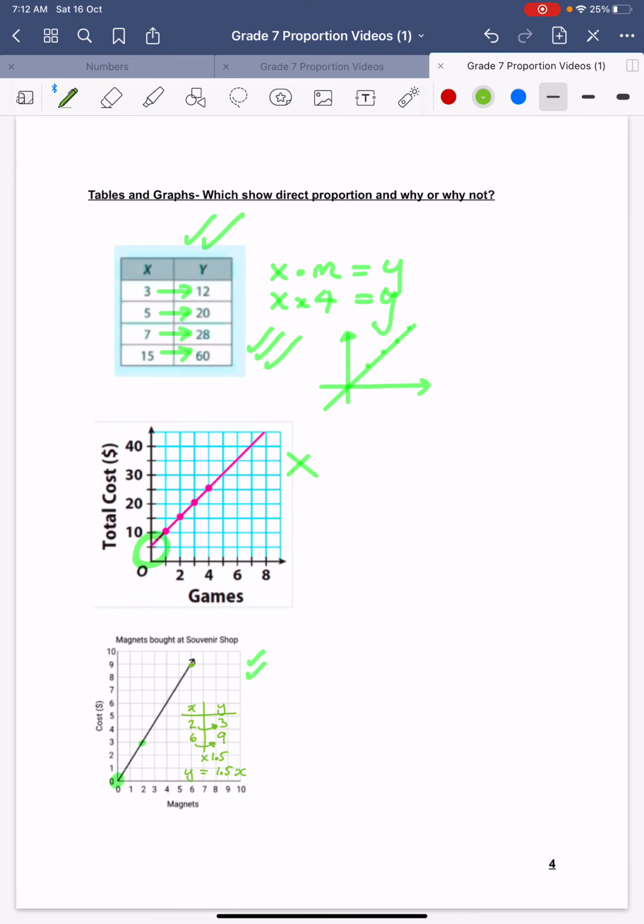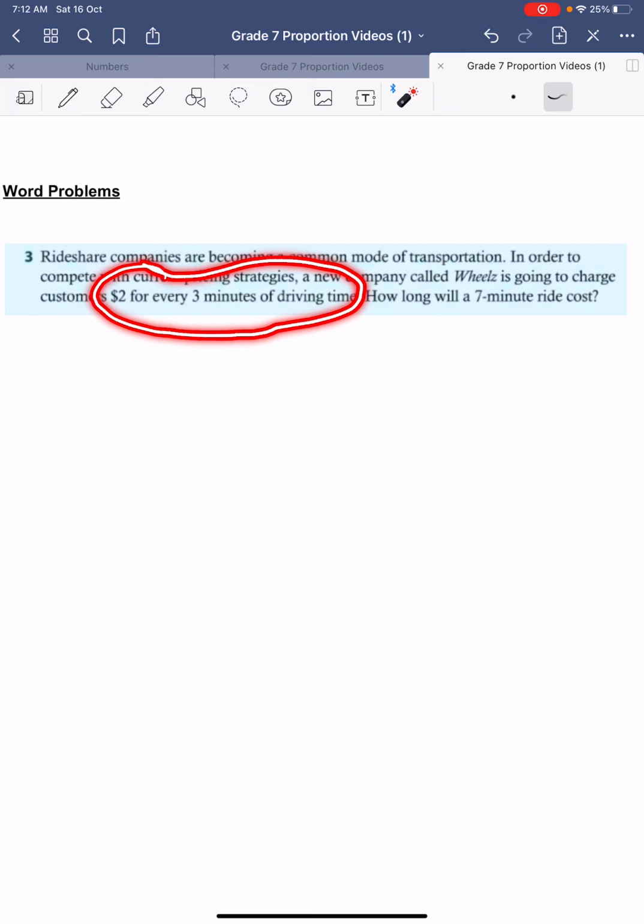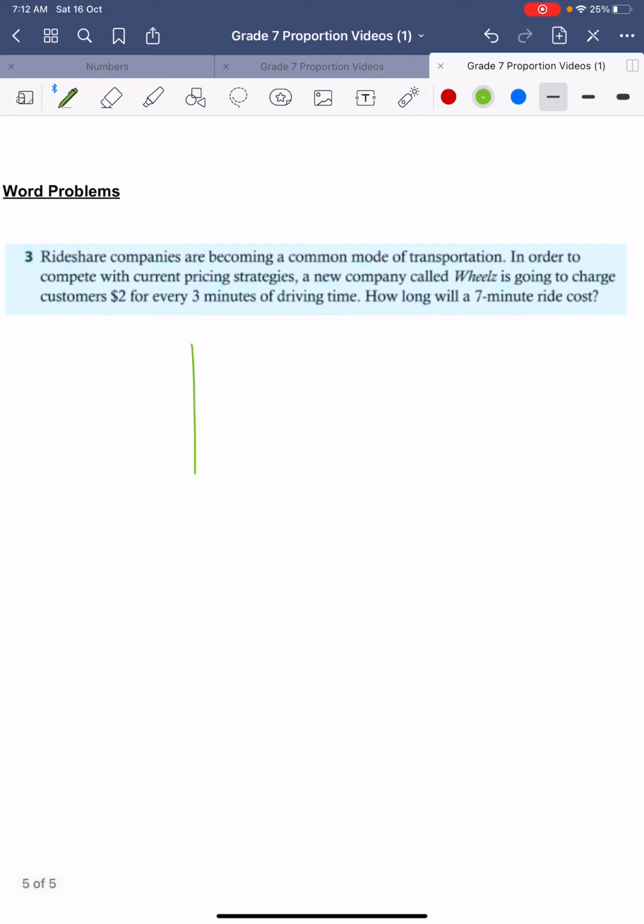And let's just go over the page and have a little word question. So let's have a look at this one. Rideshare companies are becoming a common mode of transportation. All right then. In order to compete with the current pricing strategies, there is a new company called Wheels. And the charge is going to be $2 for every 3 minutes of driving time. So let's think about a table of values. Time and cost. It looks like it's for 3 minutes. It's going to be $2.